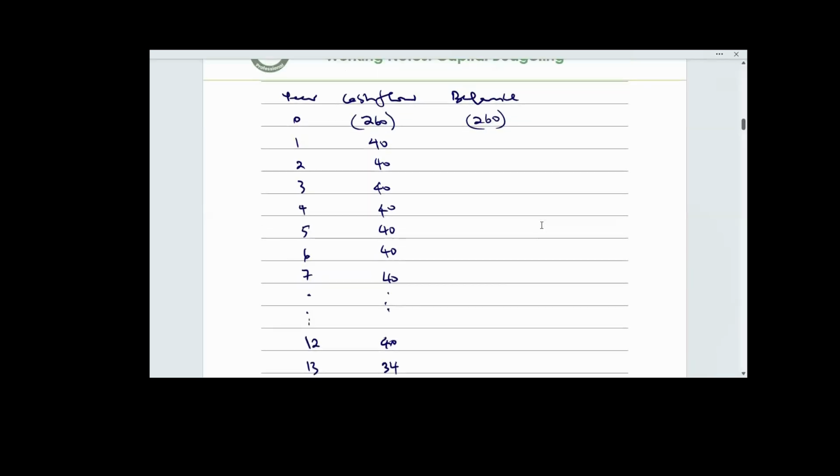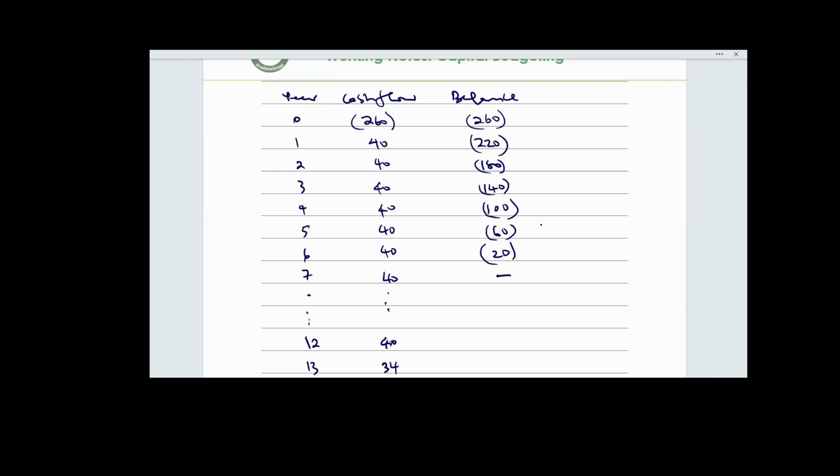So if I want to get to my payback period now, I would say 260 minus 40, that would be 220 after year 1. Then 220 minus 40, 180. 180 minus 40, 140. 140 minus 40, 100. 100 minus 40, 60. 60 minus 40, 20. When you get to a point when the outstanding balance is less than the next cash inflow, you put a dash, then you compute your payback period.